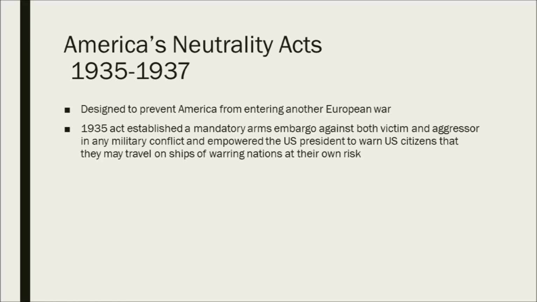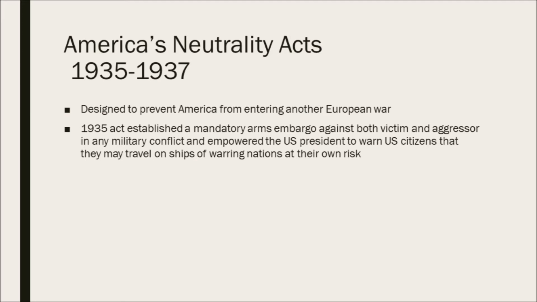Now, in 1935, it is notable to mention that the Nazis have removed German Jews' citizenships. It's called the Nuremberg Laws. That happened in 1935. At the same time, we're putting into effect our Neutrality Acts, but we don't want to go to another European war. So in 1935, we established a mandatory arms embargo, okay? So against both the victim and the aggressor, whatever side you are in the military conflict of any sort, we are not going to give you any arms. We're not going to help you.